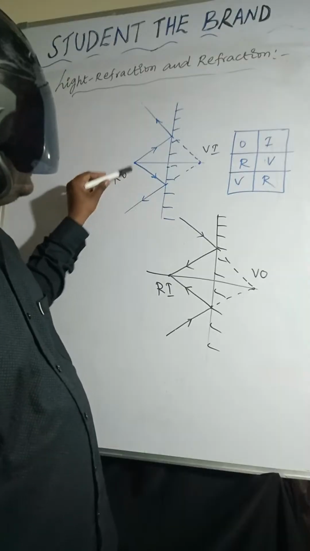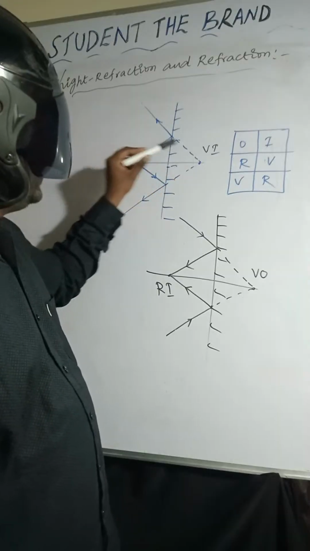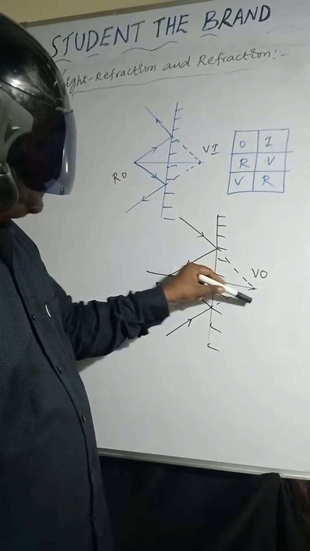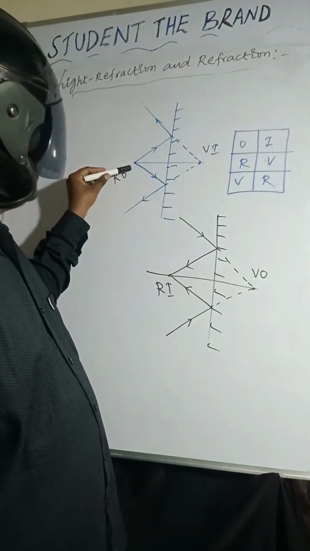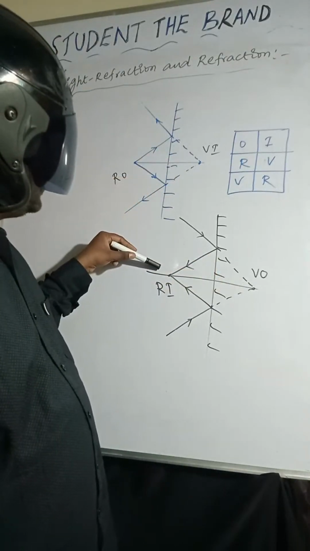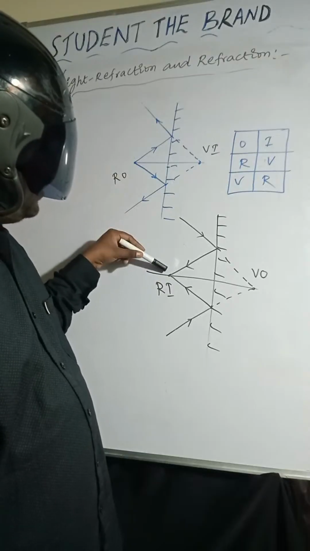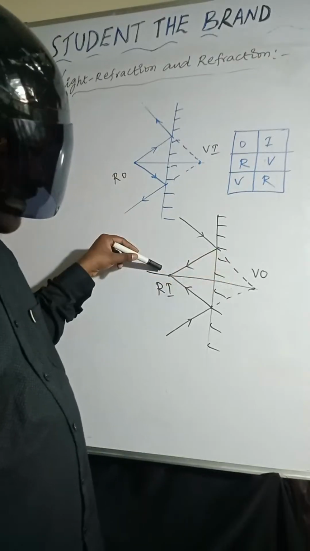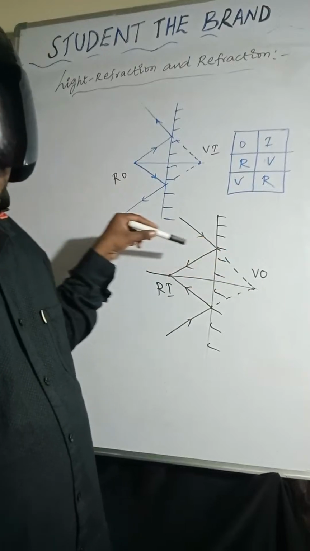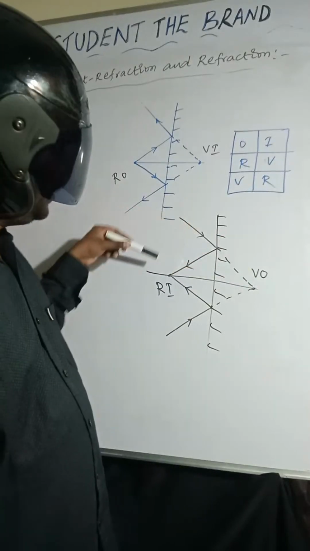So object is real, image is virtual. Object is virtual, image is real. Object is real, image is virtual. Here you are taking the object, so this object is virtual, image is real.